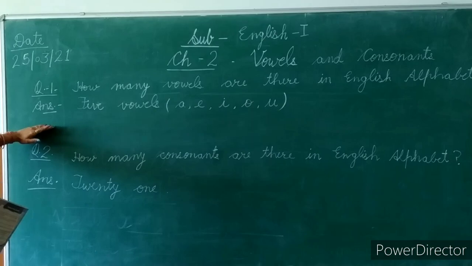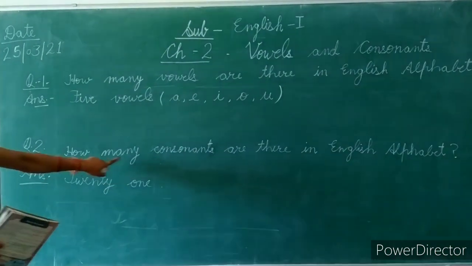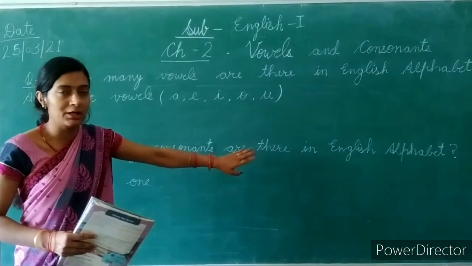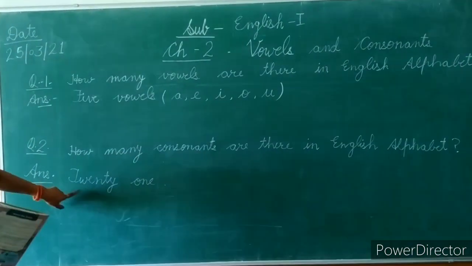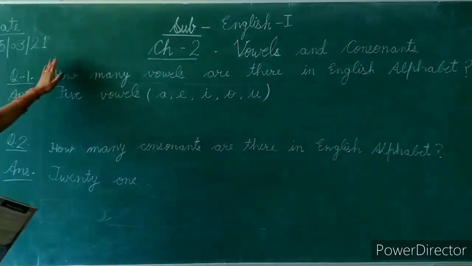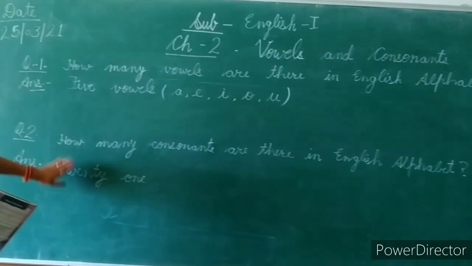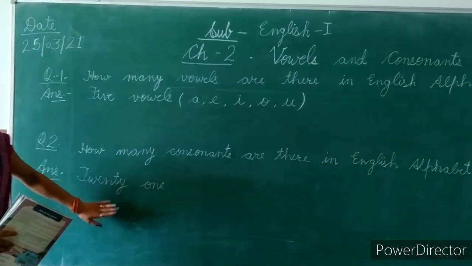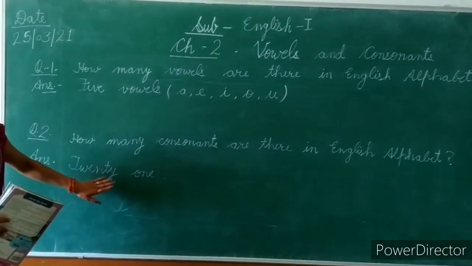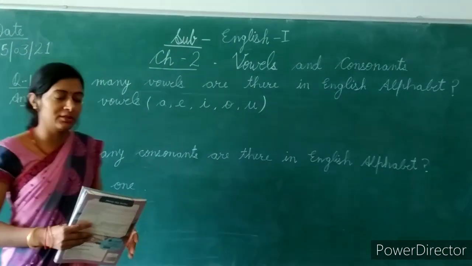Then leave a line. Then write question 2: How many consonants are there in the English alphabet? Then the answer should be 21. So this is your homework. You have to do these 2 question answers in your English first fair notebook. Okay? Done? So now let's read the book.